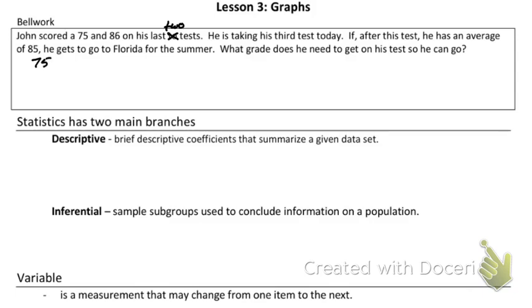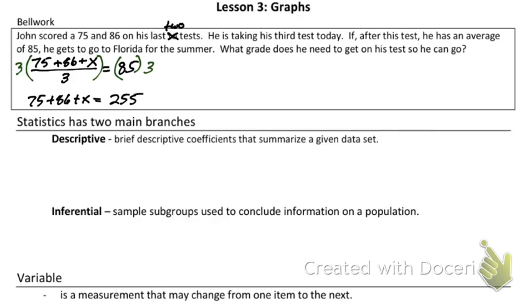We have 75 plus 86 plus x divided by 3 needs to equal at least 85. So when I'm solving this, I would just multiply both sides by 3, and we would end up with 75 plus 86 plus x is going to equal 255. Well, if I subtract 86 and 75 from both sides, we're going to end up with x equaling 94. So you should have come up with 94%.